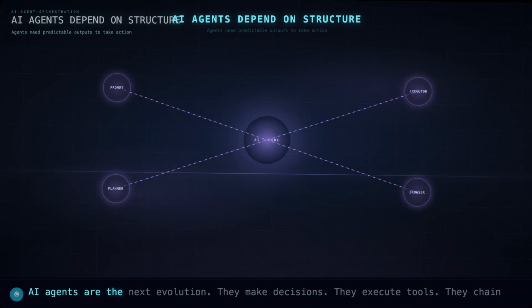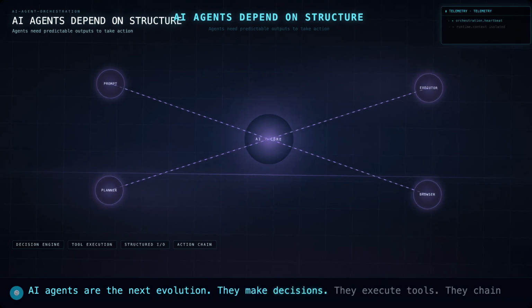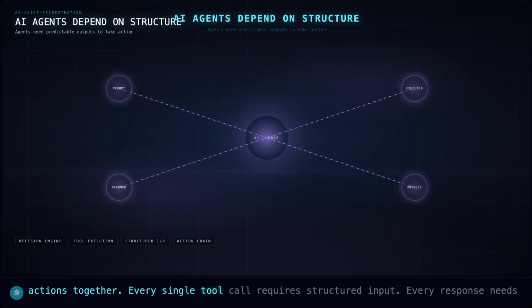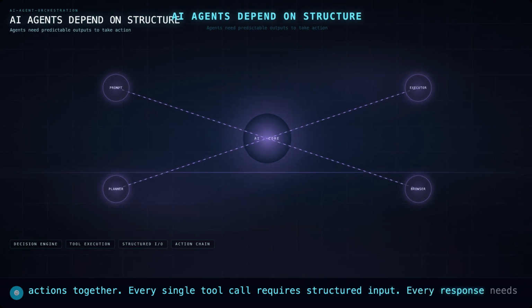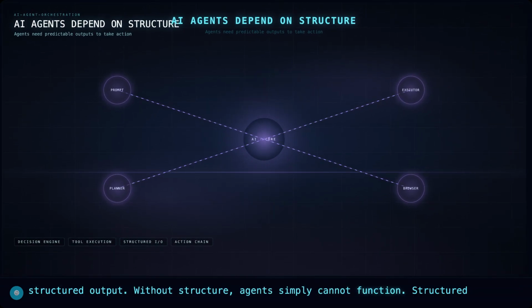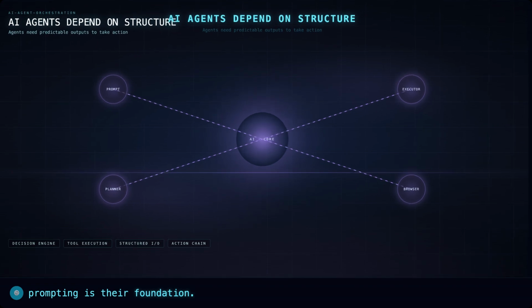AI agents are the next evolution. They make decisions. They execute tools. They chain actions together. Every single tool call requires structured input. Every response needs structured output. Without structure, agents simply cannot function. Structured prompting is their foundation.